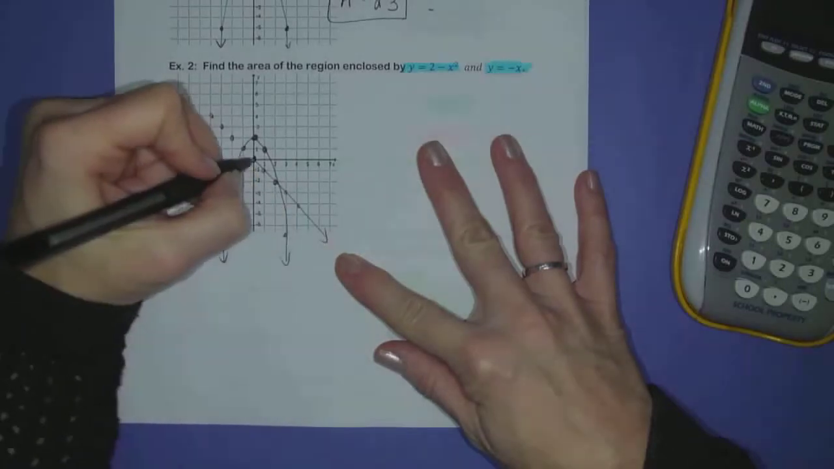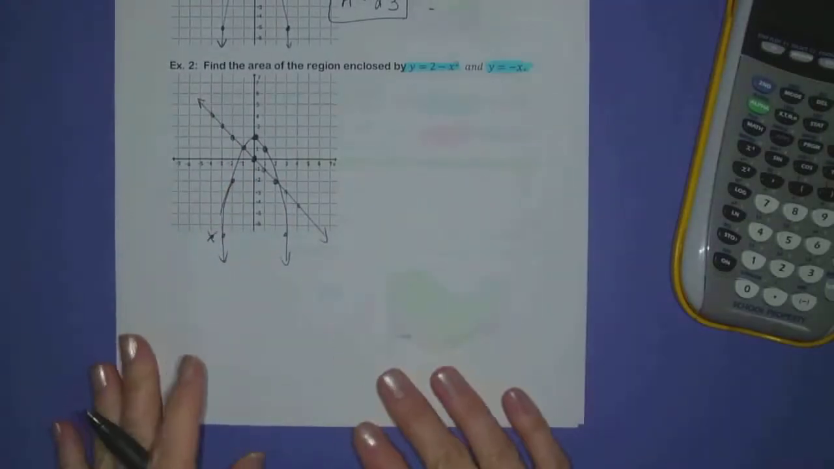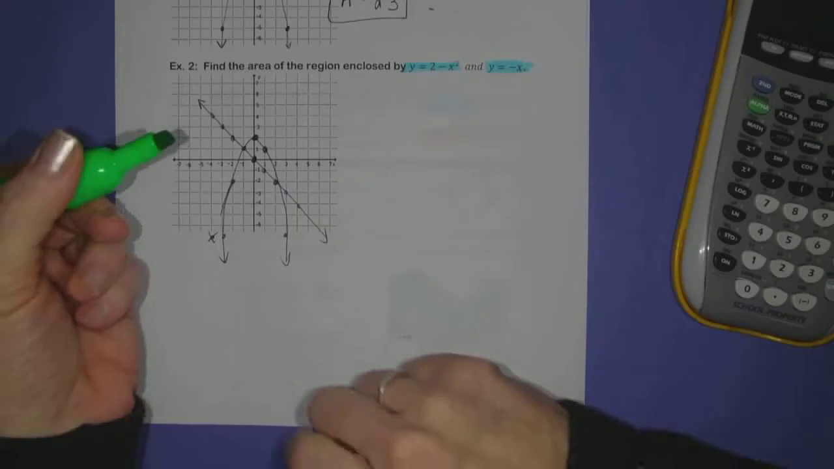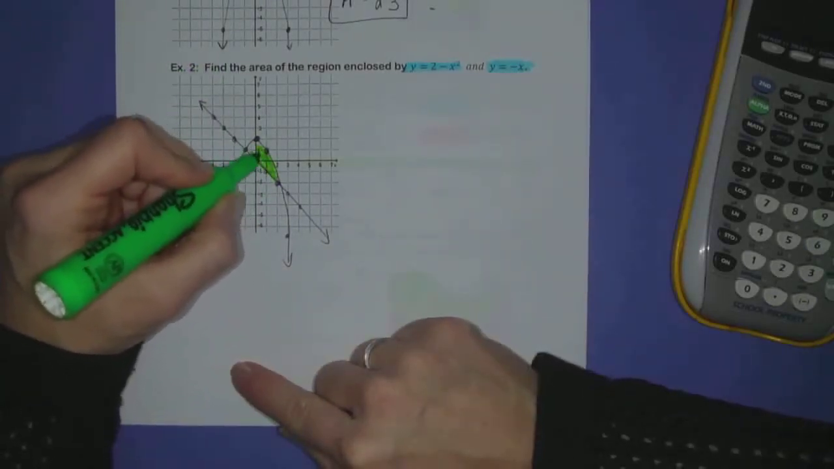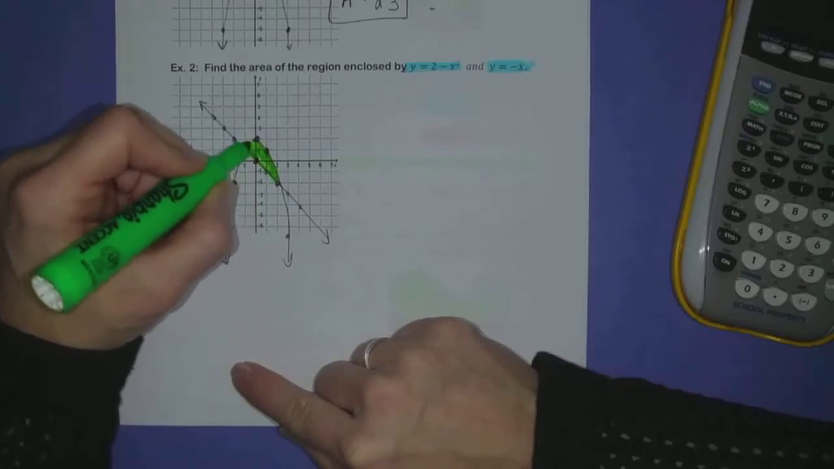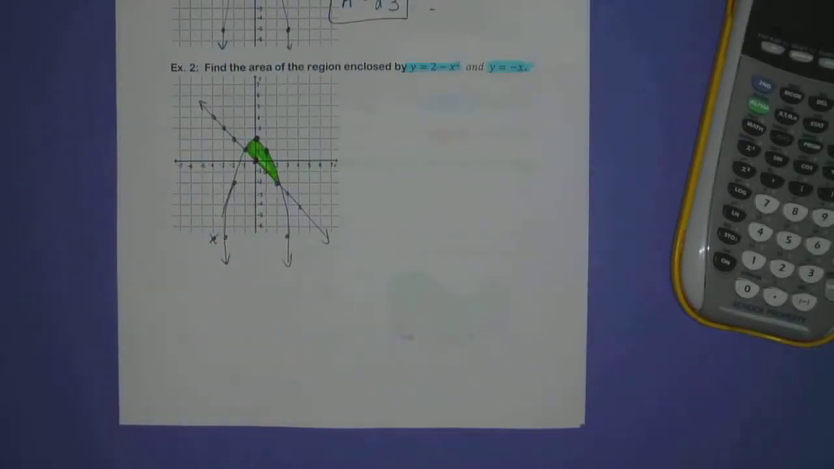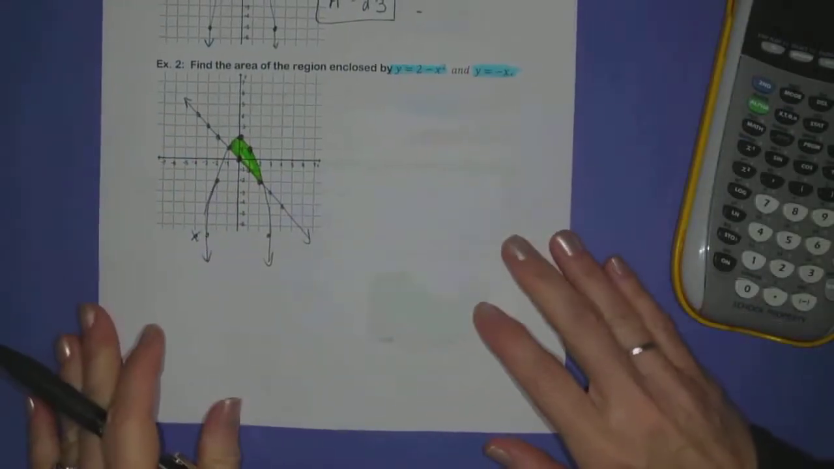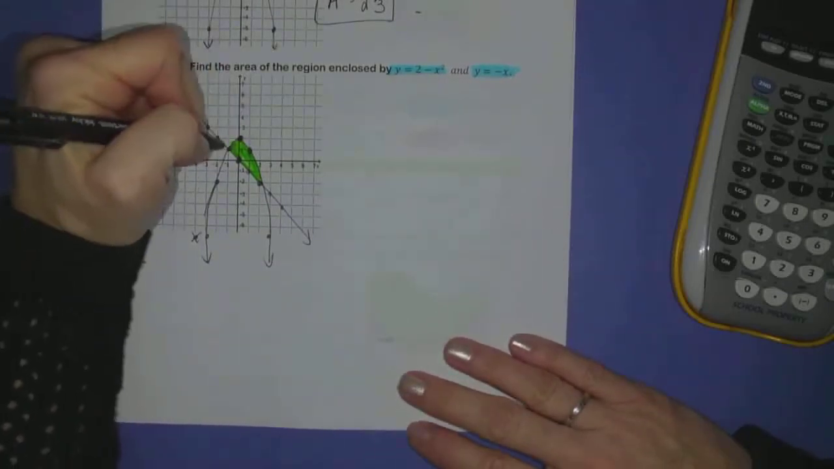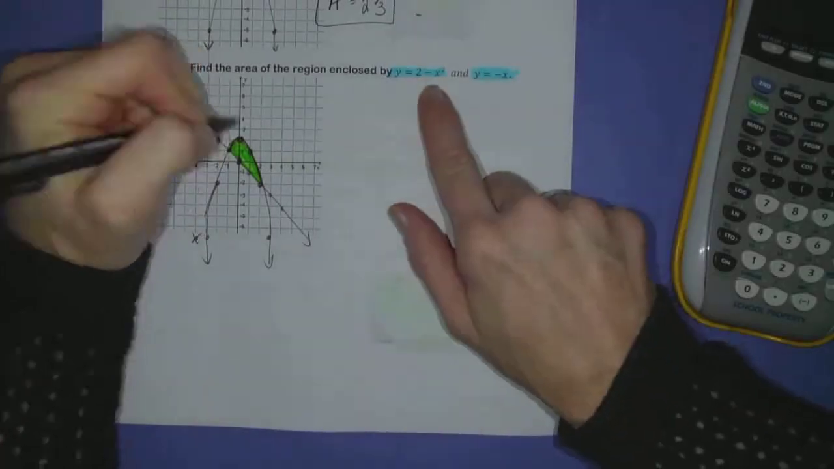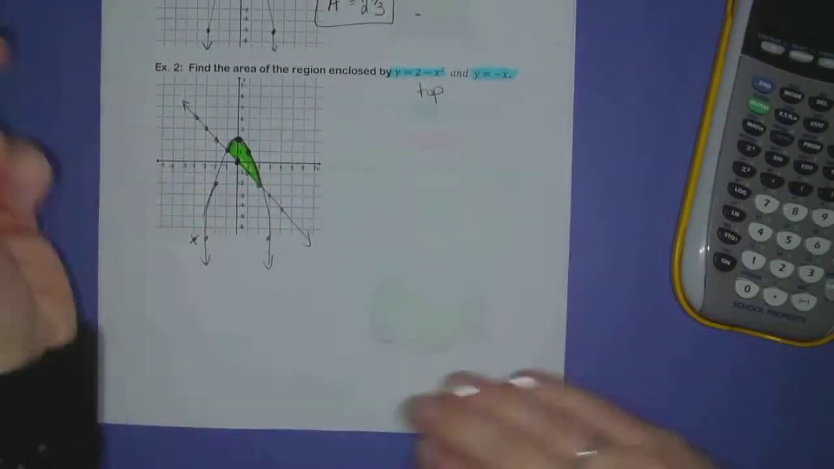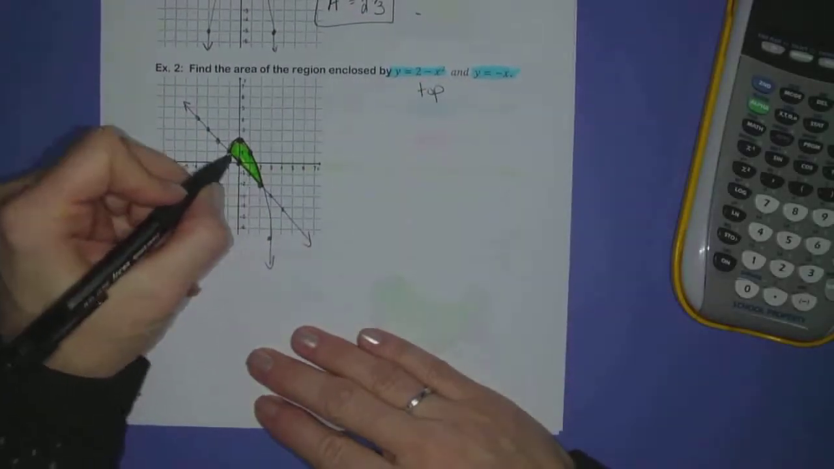So I'll click this. Okay, so it looks like the area that's trapped between them, you've got to find that, color it in. It's this green area. So I've got to identify which one's on top and which one's on the bottom. So clearly, I hope you can see the top is the quadratic. So this is my top. Bottom, linear.